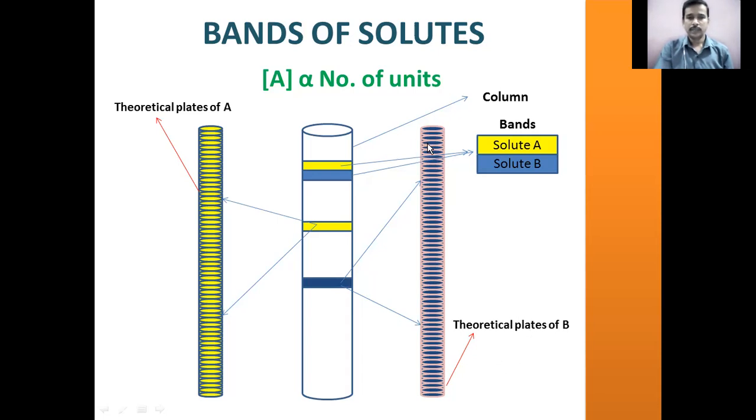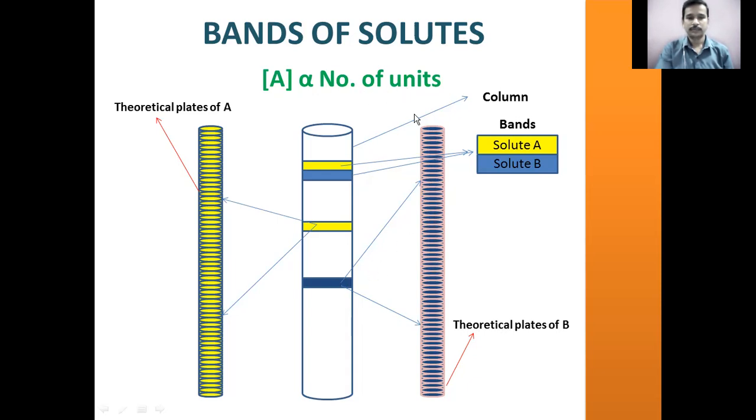The number of theoretical plates in this particular band will become more when the concentration of the analyte moving across the chromatographic column is more. So if the concentration of the analyte is more, then the number of theoretical plates, the number of these imaginary discrete units, will also be more. If the concentration is less, the number of plates will be less.